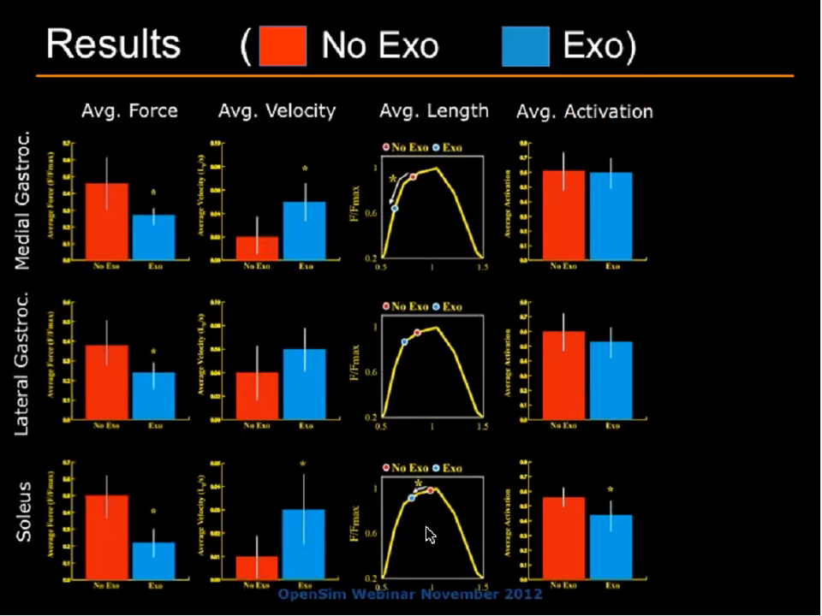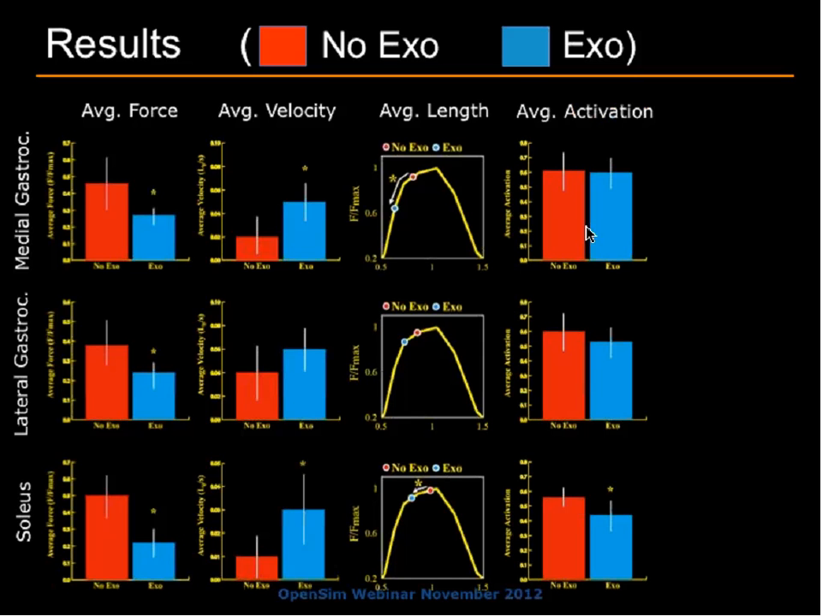Then if we look at the activation of each muscle, we can see for medial gastrocnemius, no significant changes at all in activation. This is probably some trade-off between the fact that forces were reduced with an exoskeleton, but then velocities and lengths were less favorable for force production, therefore requiring activation to stay at the same level. Similar finding for lateral gastrocnemius.